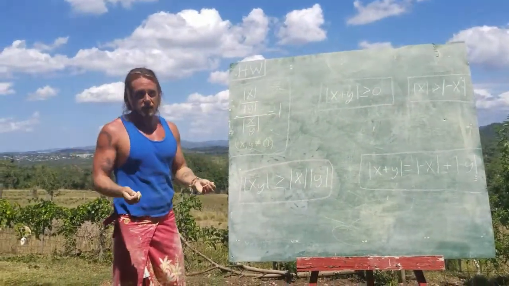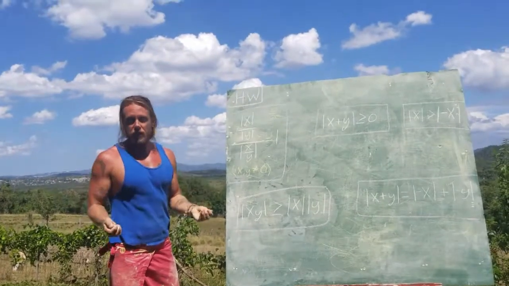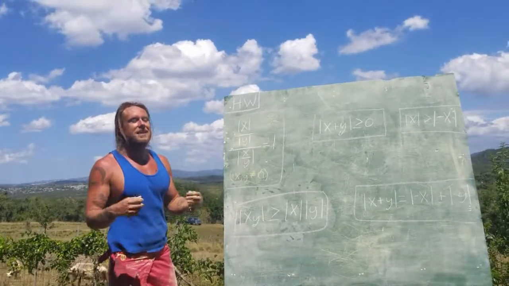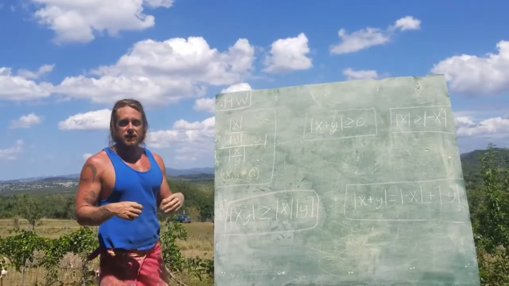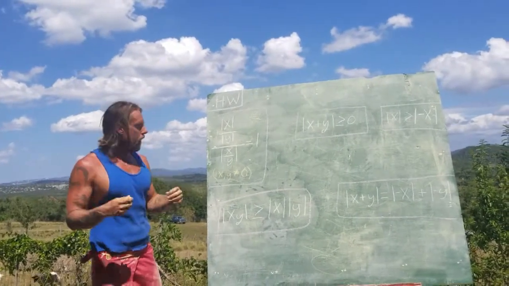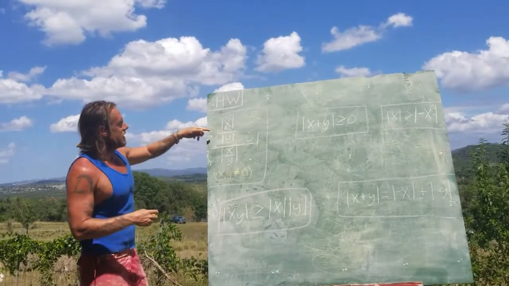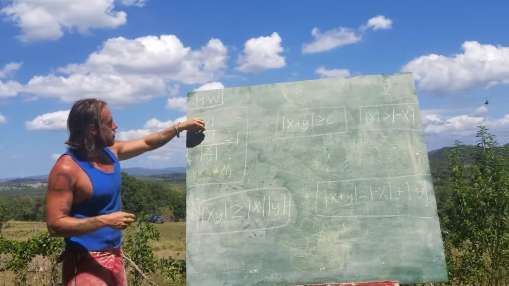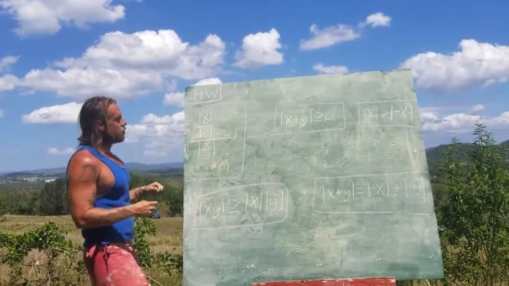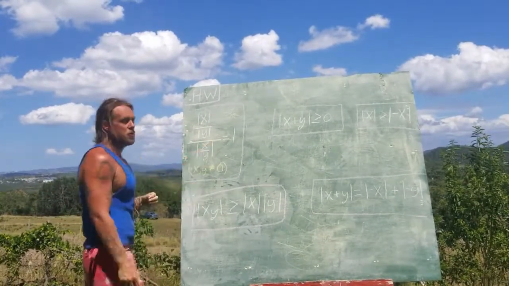Again, 7 divided by 7 is 1. Q divided by Q is 1. 1,000 billion gazillion divided by 1,000 billion gazillion is 1. So the question really to ask on this is: is the absolute value of x over the absolute value of y equal to the absolute value of x over y?